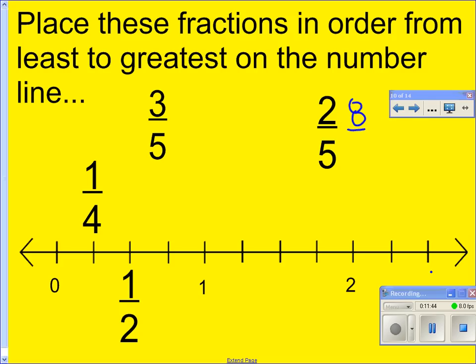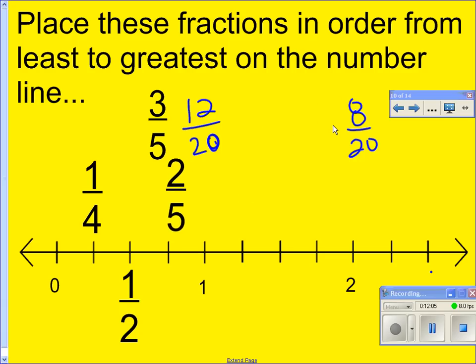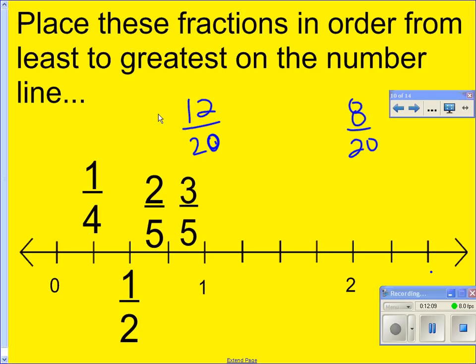Here's 8/20 and 12/20. So which one do you think is going to come first on the number line? Is it going to be past 1? No, it's not, because 1 whole with these denominators would be 20/20, or 5/5. We know that 2/5 is smaller than 3/5, so 2/5 is going to come before 3/5. But make sure that they are before the 1. Okay?